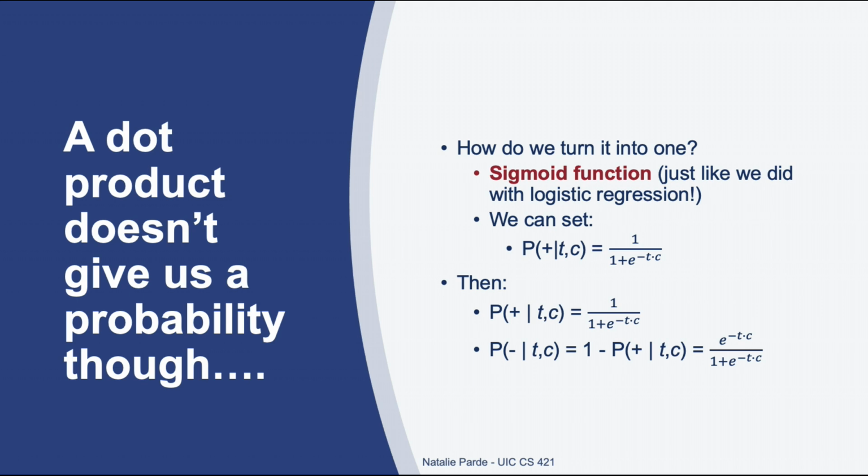Since Word2Vec is performing a binary classification here, the context word either is or isn't really in the context of the target word, we can also get the negative probability just like we did with binary logistic regression by subtracting 1 minus the positive probability that we computed.